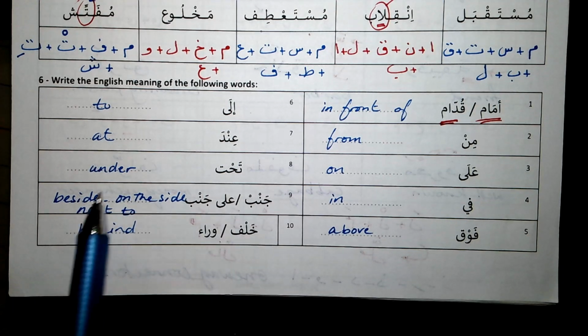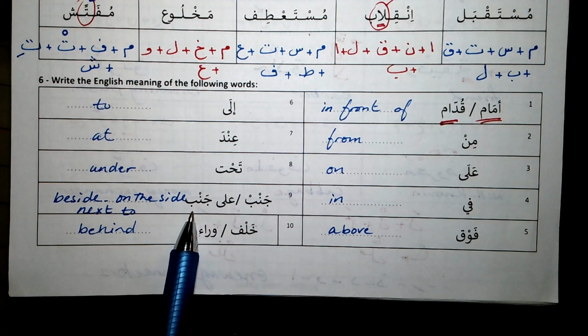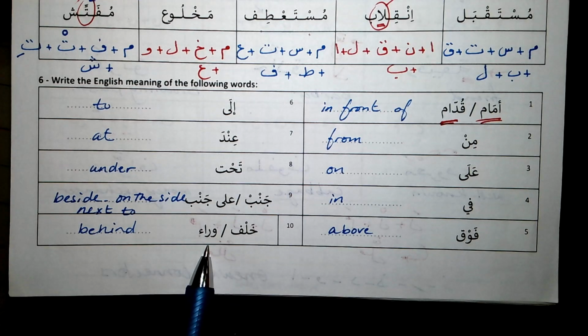تحت, under. جنب أو على جنب, beside or next to. خلف أو وراء means behind.